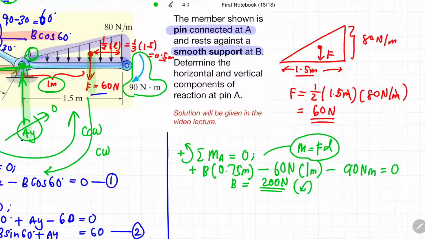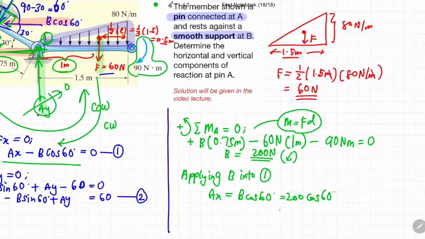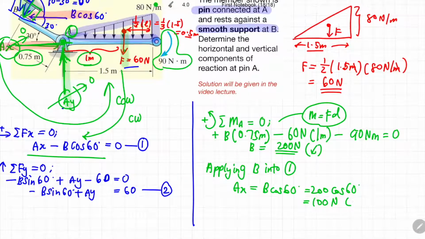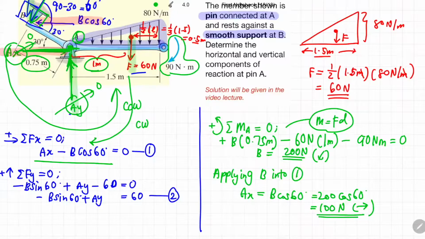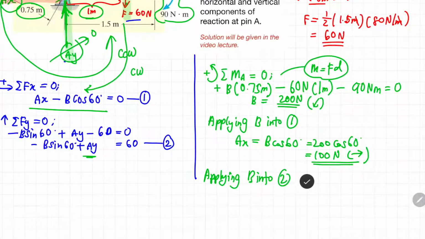Now we know B is 200 Newton. We can apply B in either equation 1 or equation 2. So let's say I apply B equals 200 Newton in equation 1, so I can find AX, which is equivalent to B cos 60. So we just put in B as 200 Newton times cos 60 and I will get a corresponding magnitude of 100 Newton. Since it is positive, it means that our assumption is correct, to the right. Now, how about AY? Of course, accordingly, we can also apply the value B equals 200 Newton in equation 2 so that we can solve for AY.